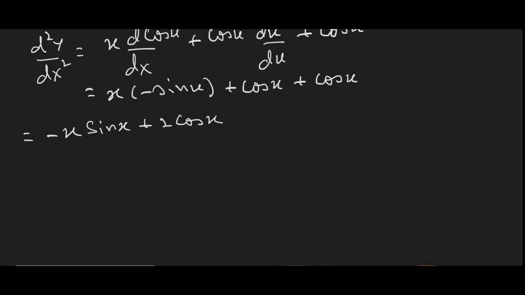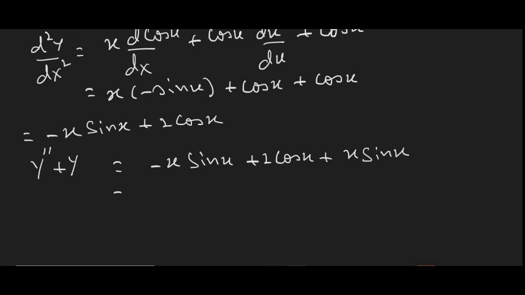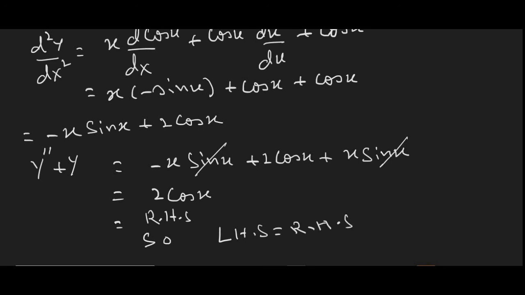Now using the given expression, that is y double dash plus y, we have to put in the values: minus x sin x plus 2 cos x plus x sin x. Now this cancels and gives us 2 cos x, which is equal to the right hand side of the given expression. So left hand side is equal to right hand side. Proved.